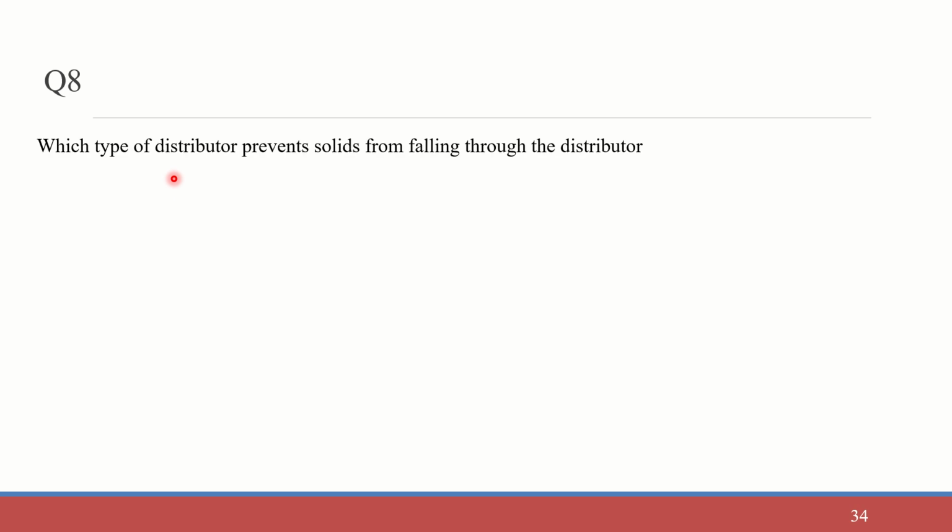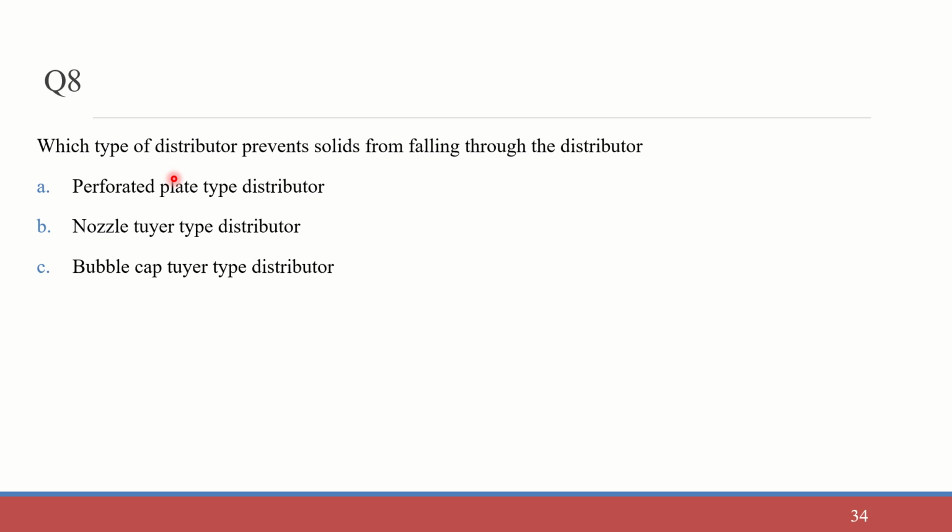We'll go to question 8. It is given, which type of distributor prevents solids from falling through the distributor? Option A, perforated plate distributor. Option B, nozzle Tewer type distributor. Option C, bubble cap type Tewer type distributor. Option D, none of the above.